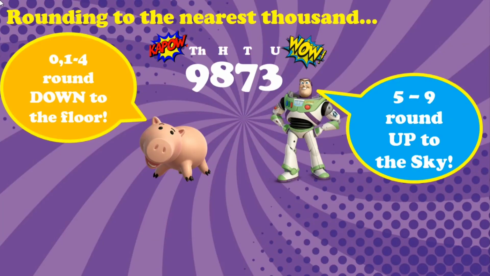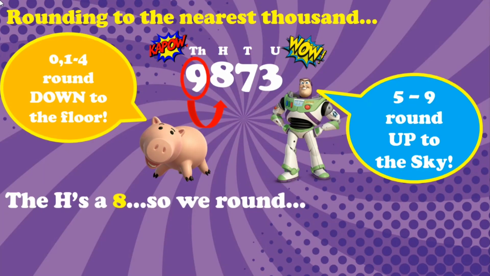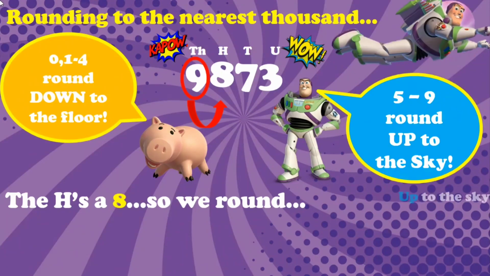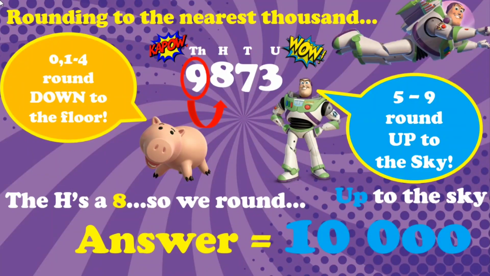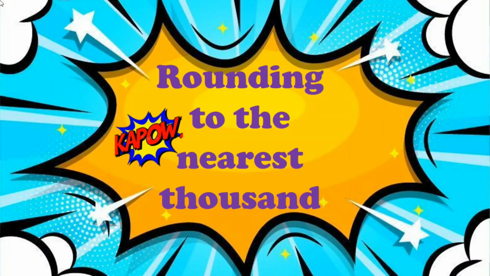Now the thousand is a 9, but we look at the number before. So it's an 8. So the hundreds has an 8. So do we round down to the floor or up to the sky? We round up to the sky. So what's the next thousand after 9,000? 10,000. And that is rounding to the nearest thousand.